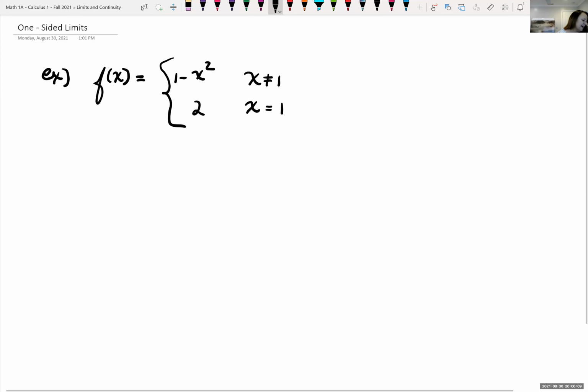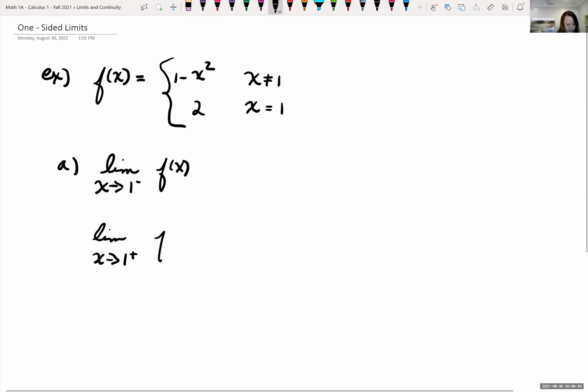Find the limit as x is approaching 1 from the left of f of x, and the limit as x is approaching 1 from the right of f of x. So how we're going to write this, we're going to look at the limit as x is approaching 1 from the left of f of x, and we're going to find the limit as x is approaching 1 from the right of f of x. Let's first talk about this graph, because I think that's helpful, but we really don't need to have the graph in front of us to do this.